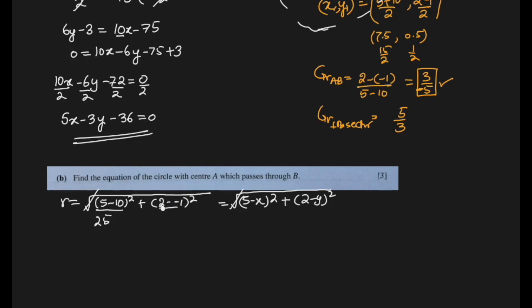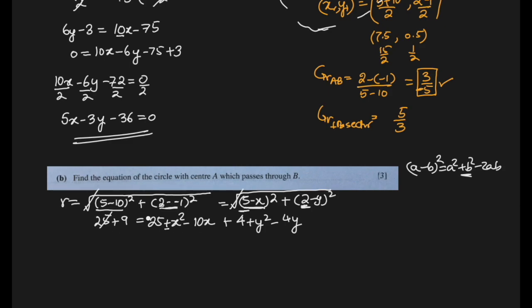2 plus 1 is 3, so 3 squared is 9, equal to the square of this. It will be (a minus b) whole squared, which is a squared plus b squared minus 2ab. That's how we will use it. 5 squared is 25, x squared, positive, okay? Because our identity has positive, and minus 2ab: minus 2 times 5, 10 times x, plus 2 squared, 4, y squared, minus 2 times 2, 4y.